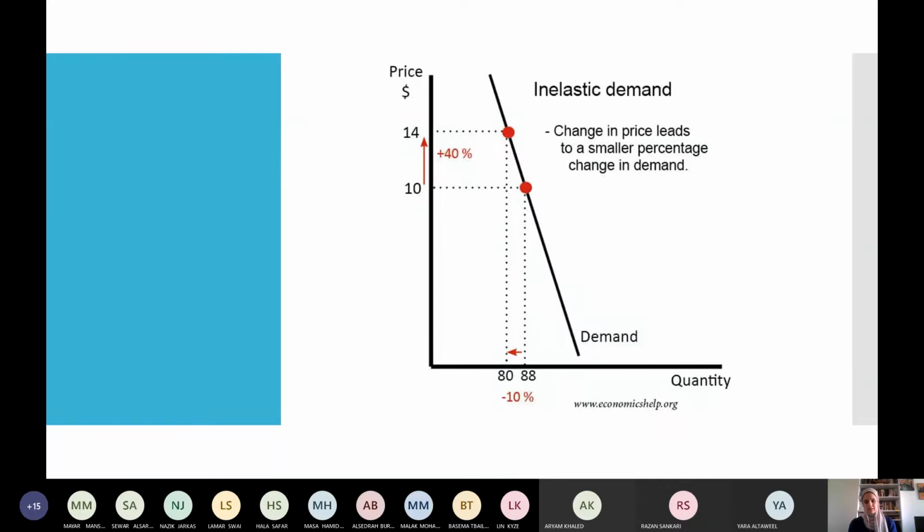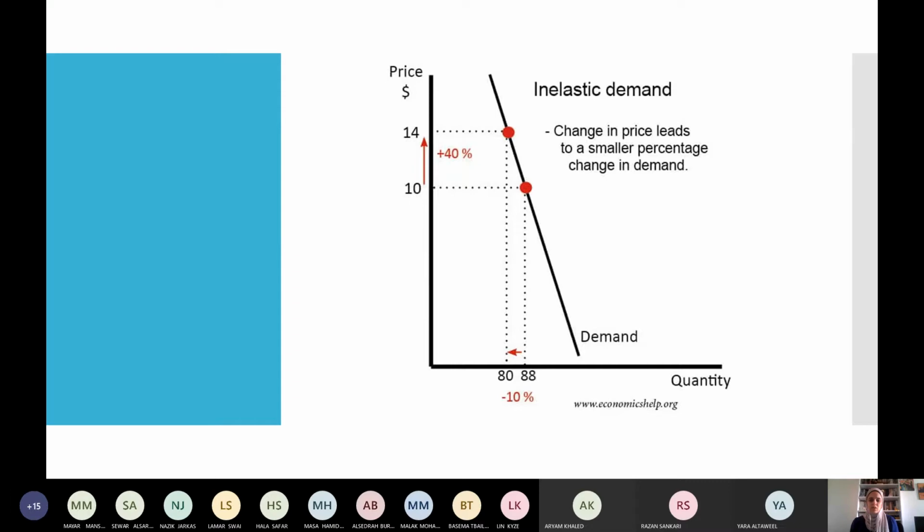What is inelastic demand? Inelastic demand is when a change in the price doesn't change the demand a lot. How? I used to buy with 10 riyals. Let's not say marshmallow here. Let's say sugar. I buy 1 kilo of sugar for 10 riyals, so I go and buy 88 kilos of sugar, for example. Then suddenly they increased the price of sugar. Will I stop buying sugar?